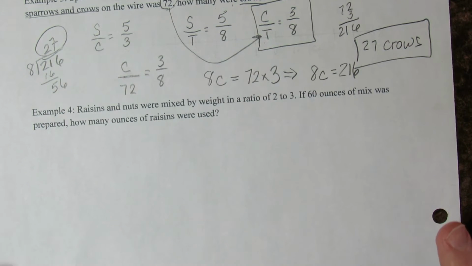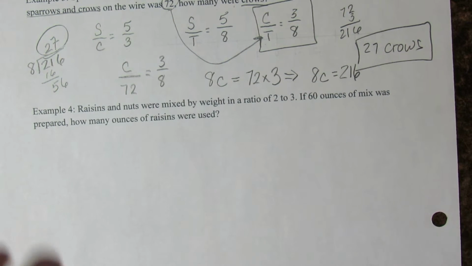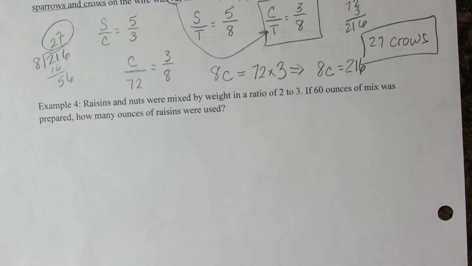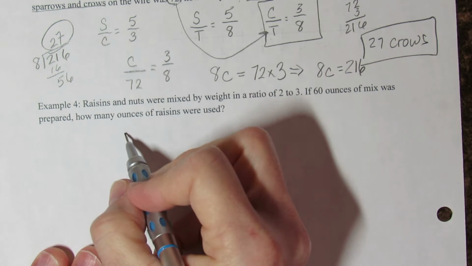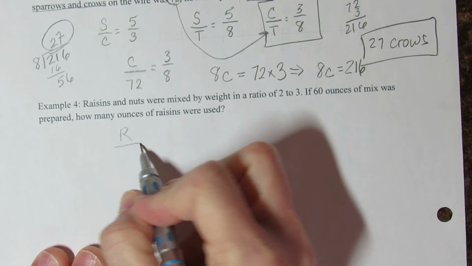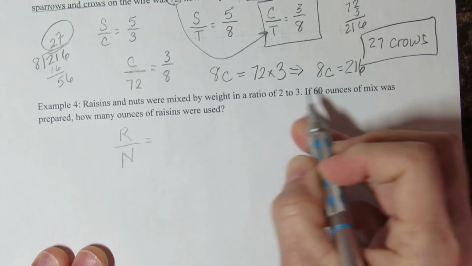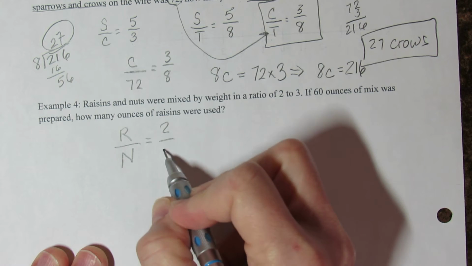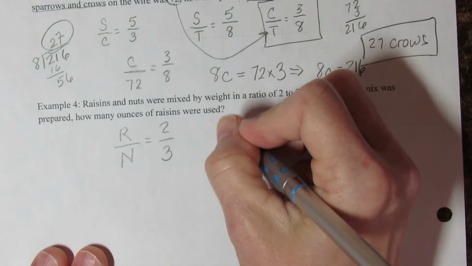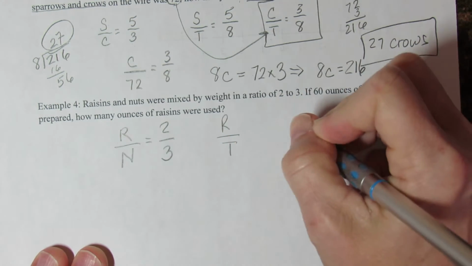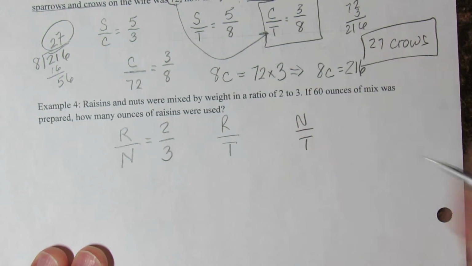Okay, so let's look at the next one. It says raisins and nuts were mixed by weight in a ratio of 2 to 3. So let's write our ratios. Raisins to nuts equals 2 to 3. Now I can write 2 other ratios: raisins to total and nuts to total.